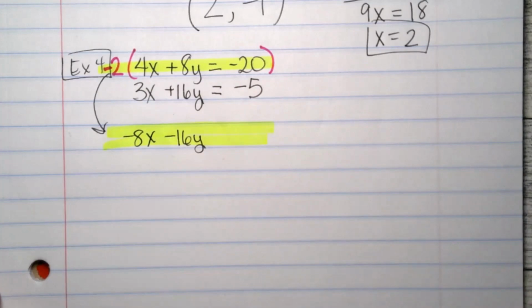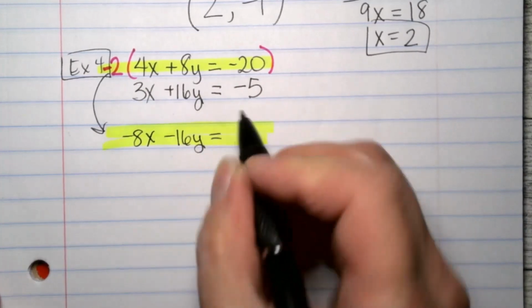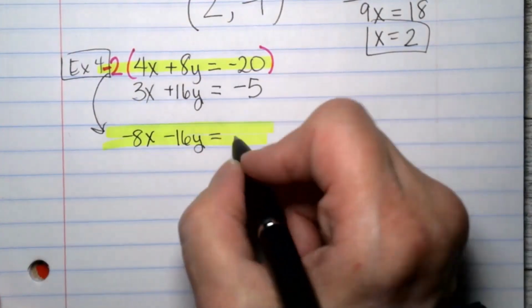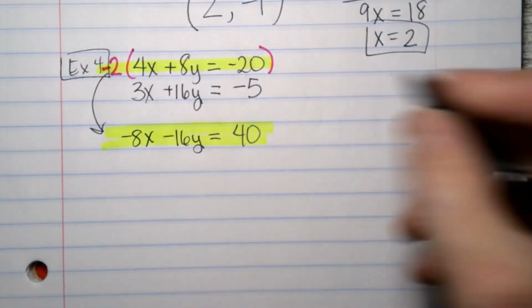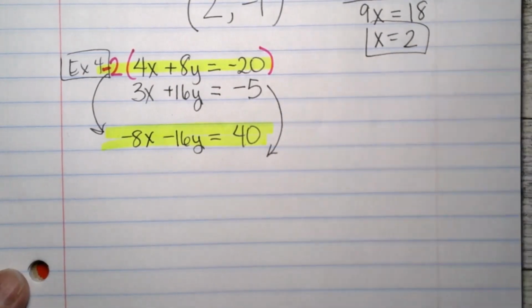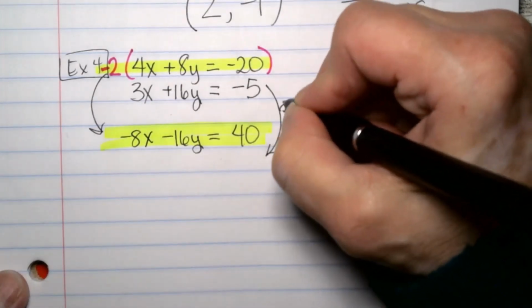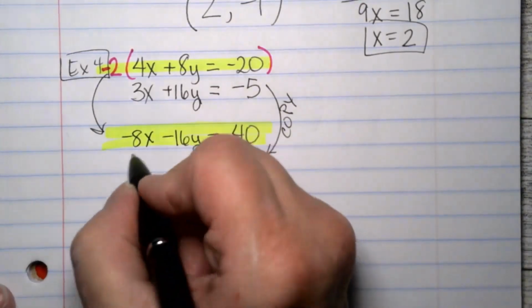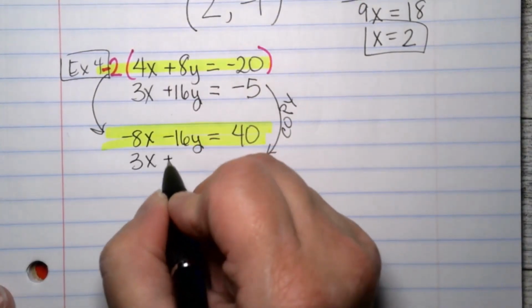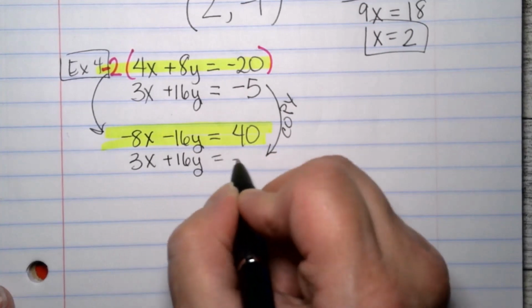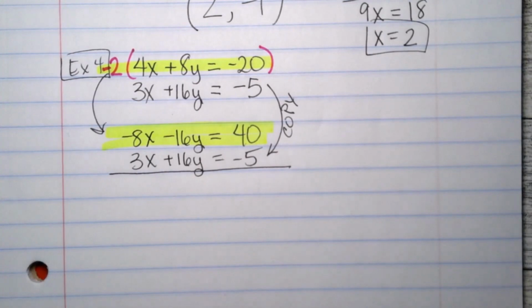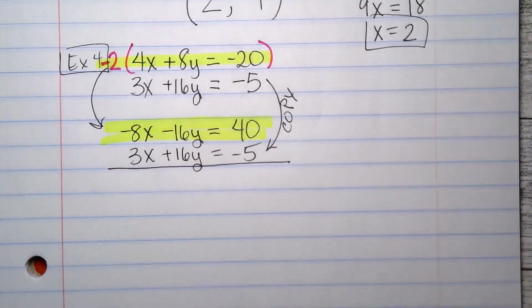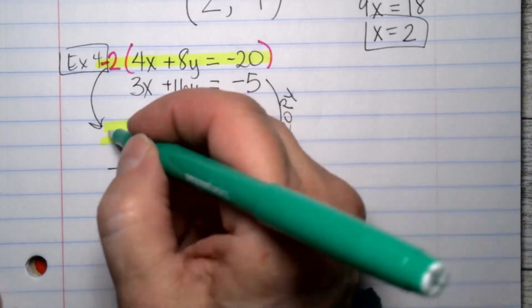That's what we wanted. And that equals negative 2 times negative 20, which is 40. Everything gets multiplied by that. The second equation, we just copy. We don't do anything to it: 3x plus 16y equals negative 5. Then from here, you should be able to go on your own. You just needed my help to start. But now we're just going to smash things together.